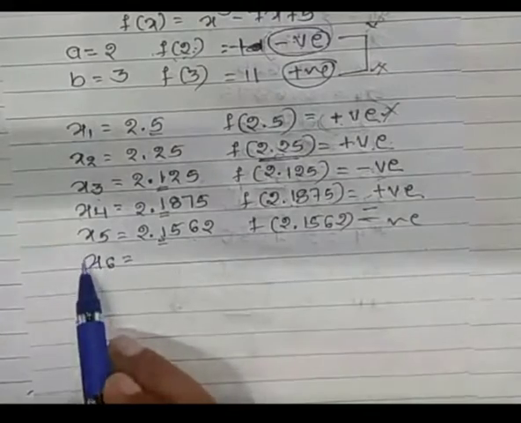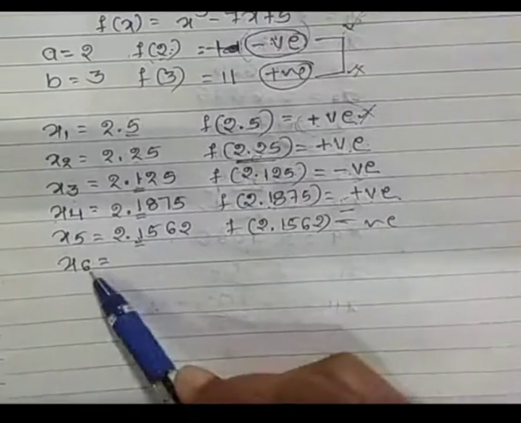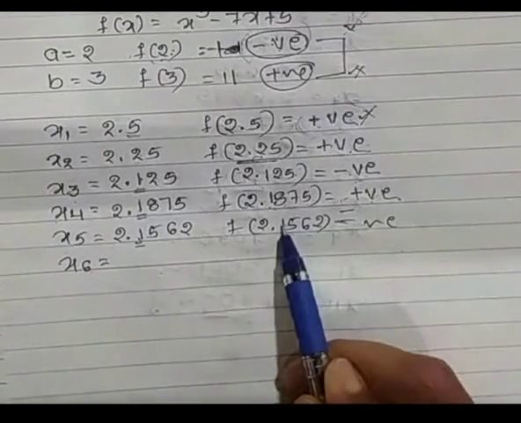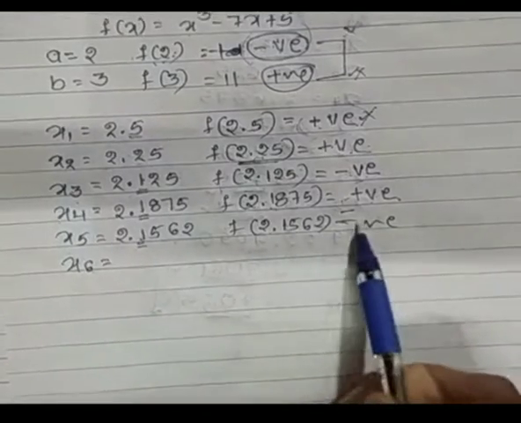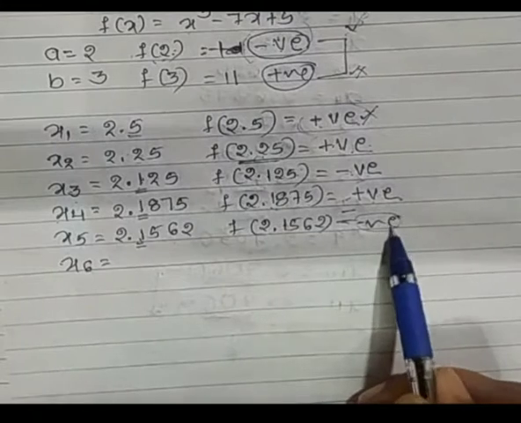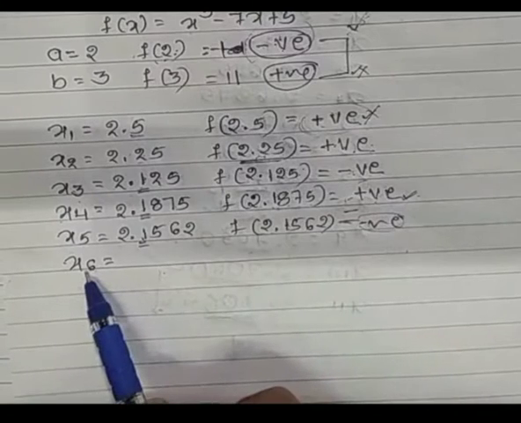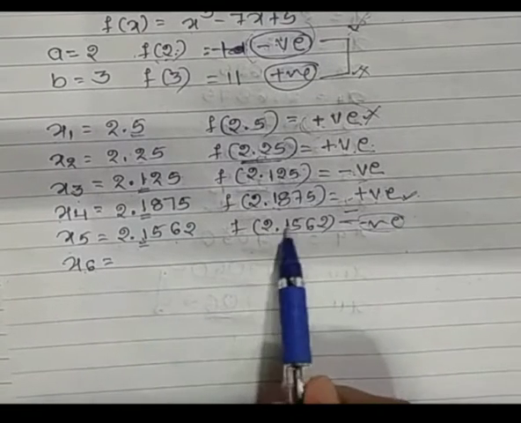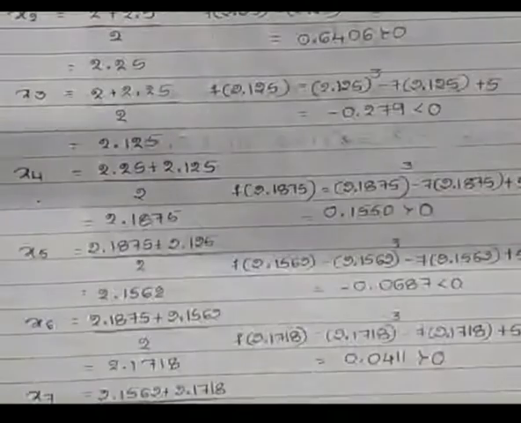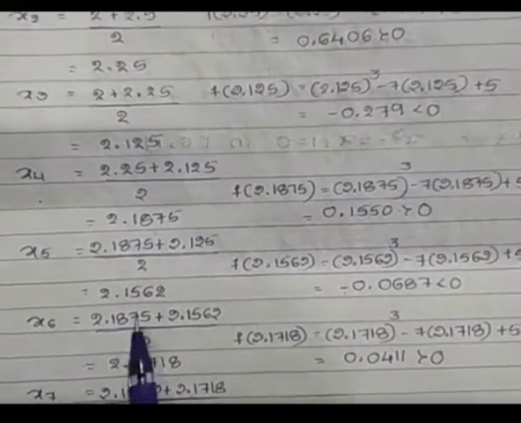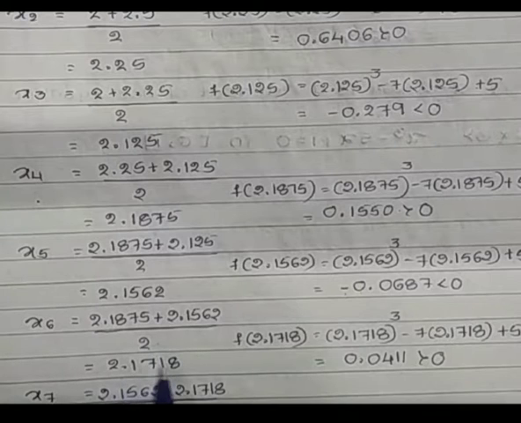To calculate x6, which two values can we consider? Again, which two values will you take? The previous x5 we will consider anyway. The x5 value is 2.1562, which is giving us a negative. So along with the negative, consider a positive value. That is, to calculate x6, consider 2.1562 and 2.1875. So here x6 is the addition of these two divided by 2, and we will get 2.1718.